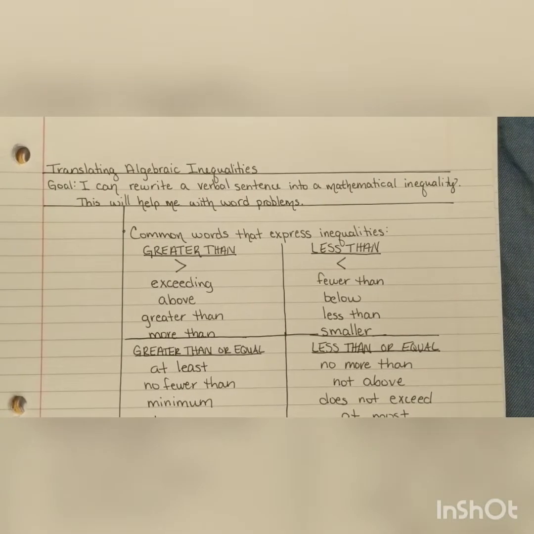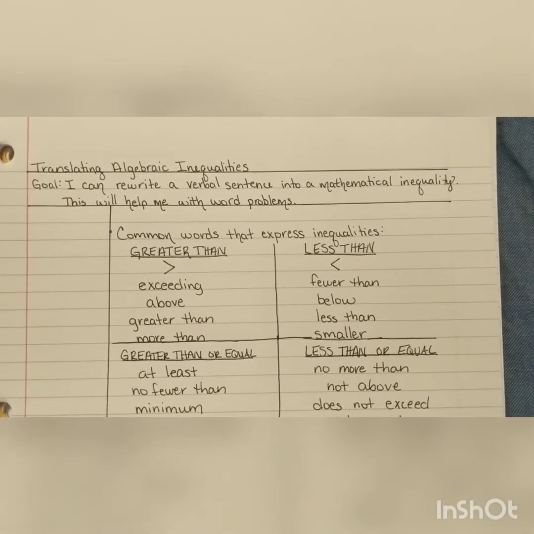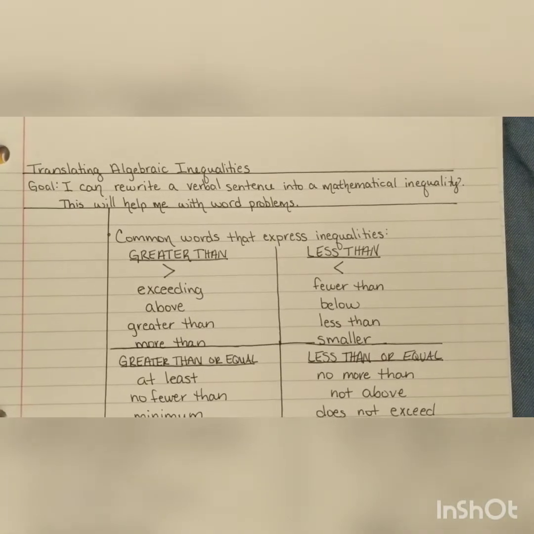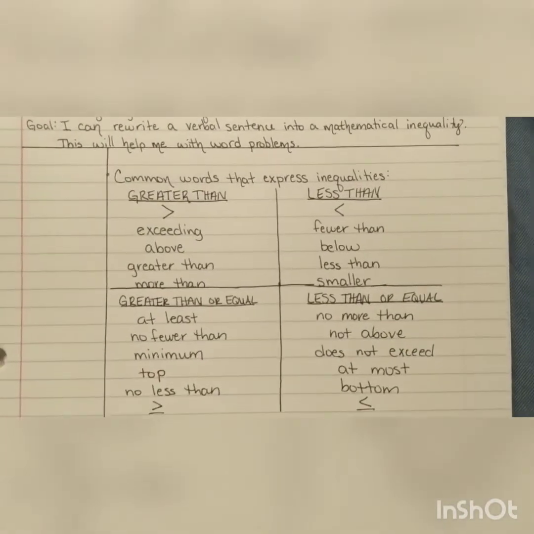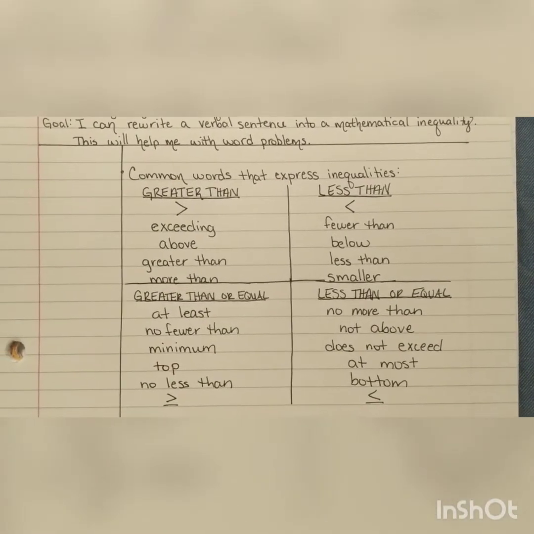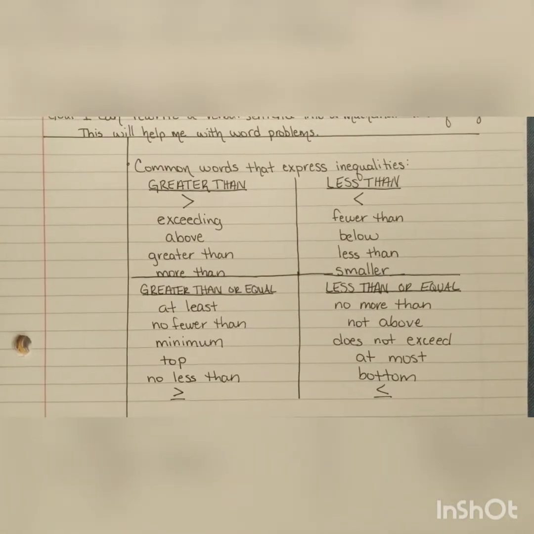This video is for translating algebraic inequalities. The goal is: I can rewrite a verbal sentence into a mathematical inequality. This will help me with word problems. This is a common list that represents inequalities. It is not limited to these lists.